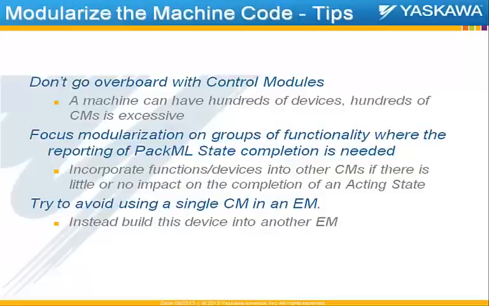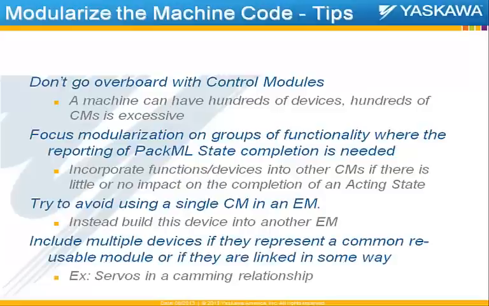And the fourth tip I have for you is to keep multiple devices together if they represent some kind of linkage. So for example, you have a couple of axes that are cammed together, or one passes something to another. It's important that they're both active, ready, enabled, things like that. So you can include them into essentially one type of functionality or one control module.